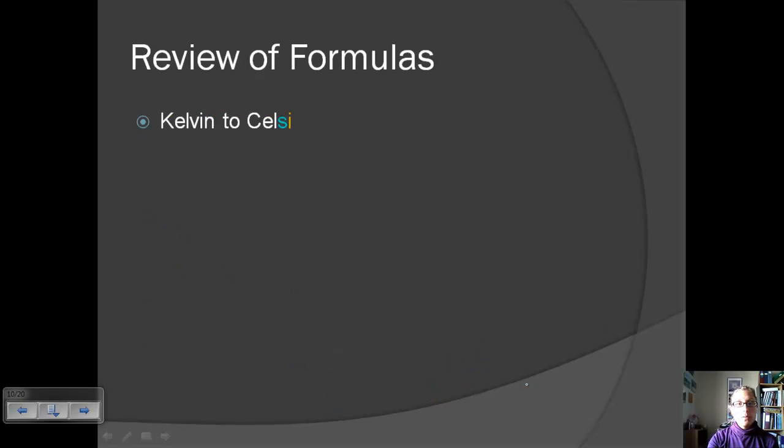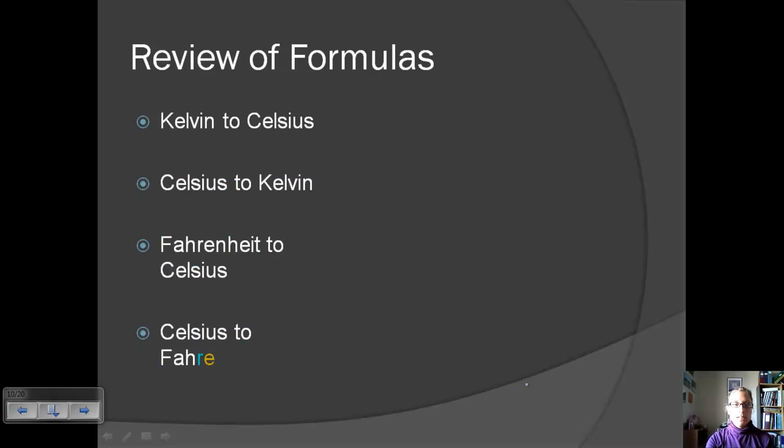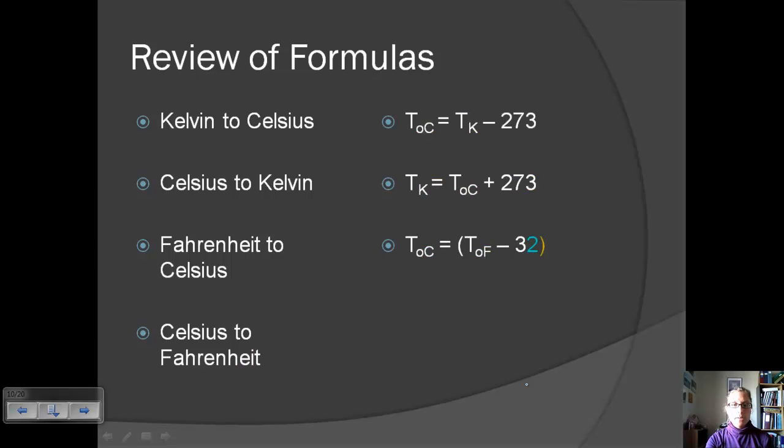Okay, so let's review the formulas real quick. We're going to go Kelvin to Celsius and Celsius to Kelvin, Fahrenheit to Celsius and Celsius to Fahrenheit. The only one that we have not talked about yet is how to go from Kelvin to Fahrenheit. And like I said, I will give you these 4 equations on a test or quiz. You're just going to need to know how to use them.